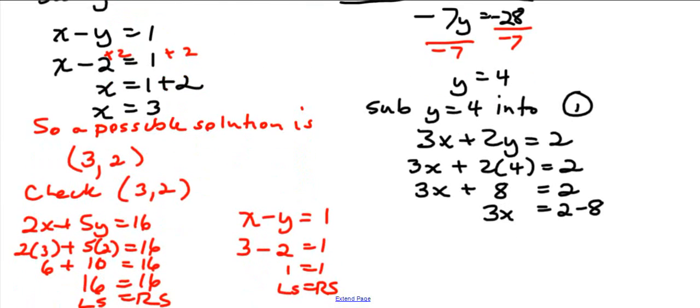And then 3x equals minus 6, and divide through by 3, we get x equals minus 2. Okay, so we've got a possible solution.